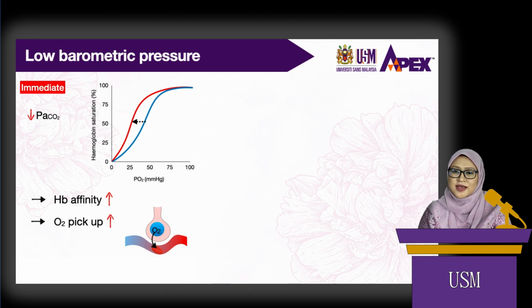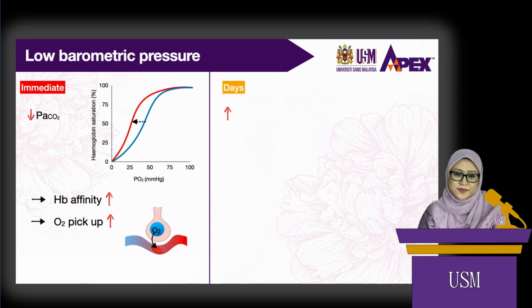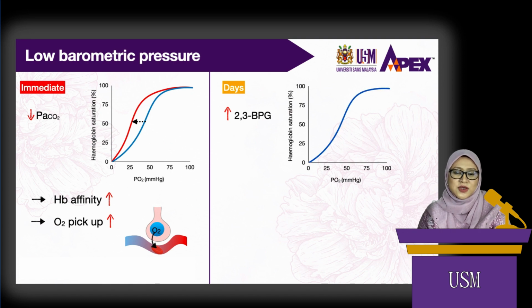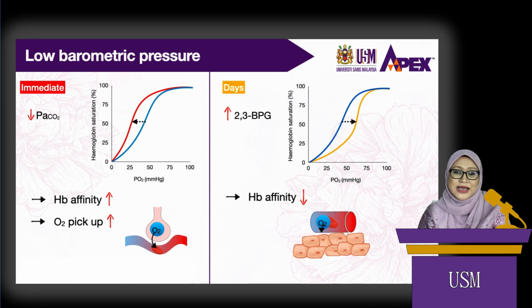Within several days at high altitude, hypoxemia stimulates the production of 2,3-BPG by the red blood cells. So the increase in 2,3-BPG causes the oxygen hemoglobin dissociation curve to shift to the right, which means that P50 increases, and hemoglobin affinity for oxygen decreases. So oxygen unloading to the tissues is easier.